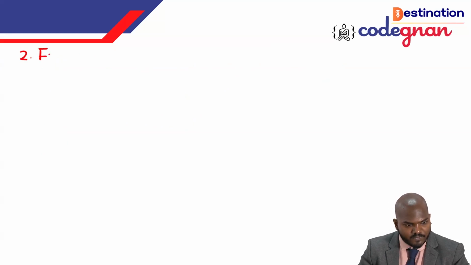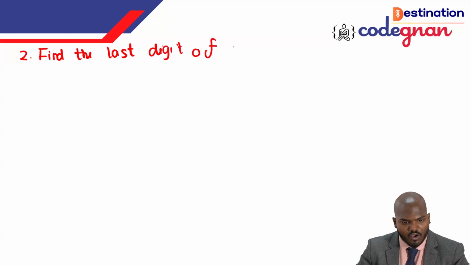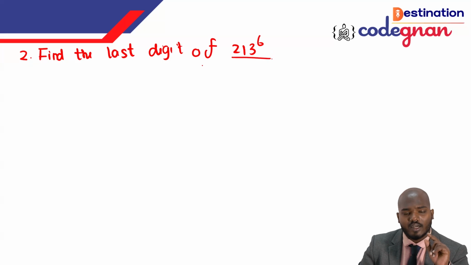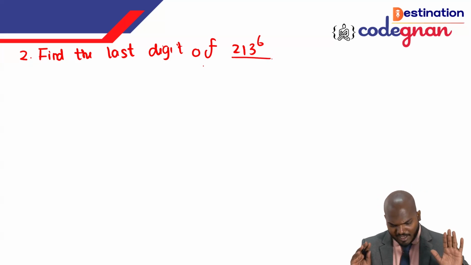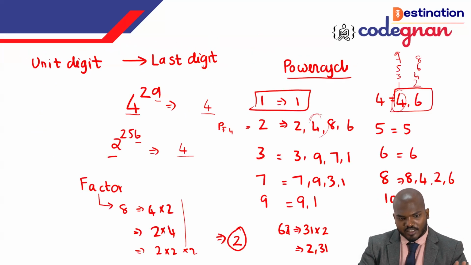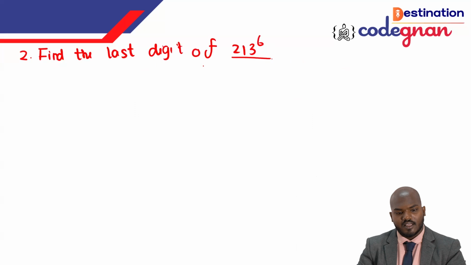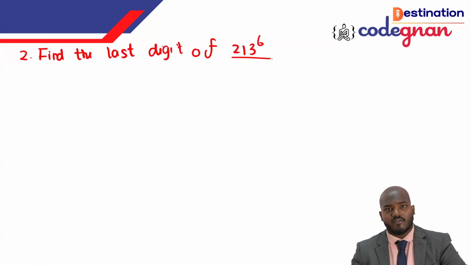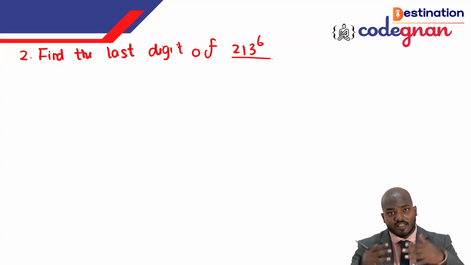So find the last digit of 213 power 6. What is called the last digit? The same thing I told you, right? Unit digit is also called the last digit. Sometimes they will confuse you by giving the unit digit and the last digit, so you need to understand that the unit digit and the last digit are the same.